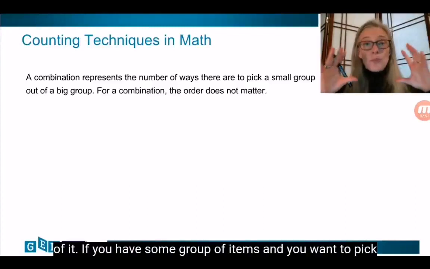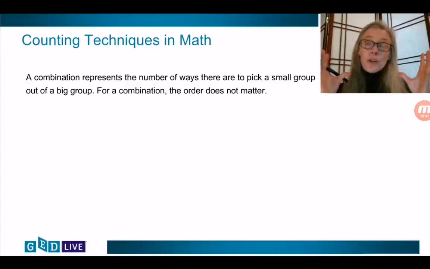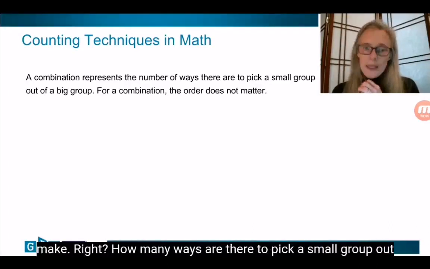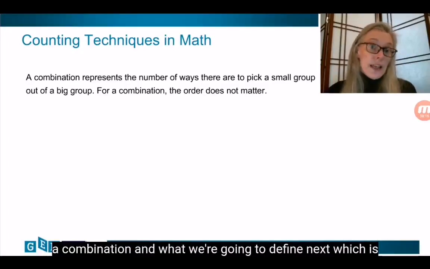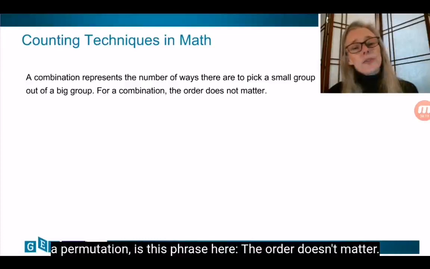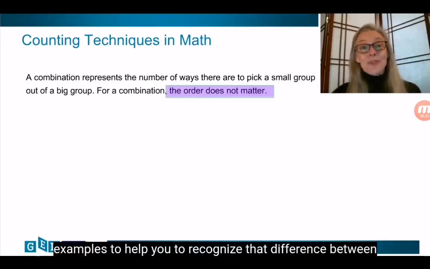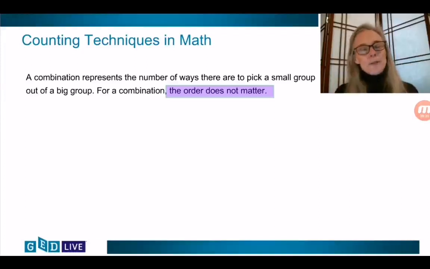If you have some group of items and you want to pick some smaller group of items out of the larger group, combinations is just how many different small groups you can make. Right? How many ways are there to pick a small group out of a big group? And the crucial distinction between a combination and what we're going to define next, which is a permutation, is this phrase here: the order doesn't matter. And obviously we're going to look at a couple of examples to help you to recognize that difference between order doesn't matter and order does matter.